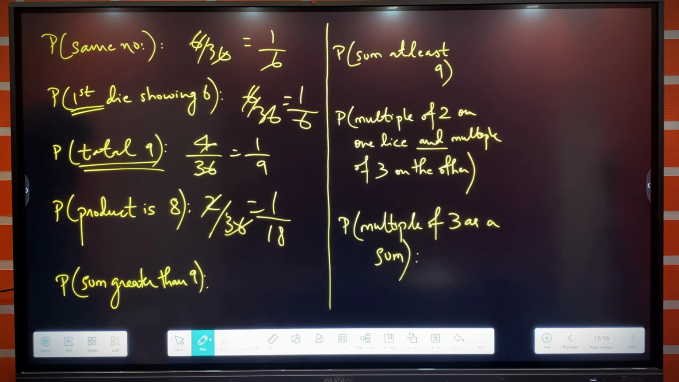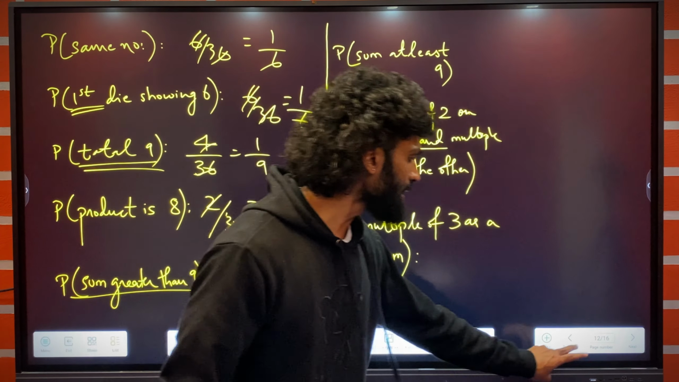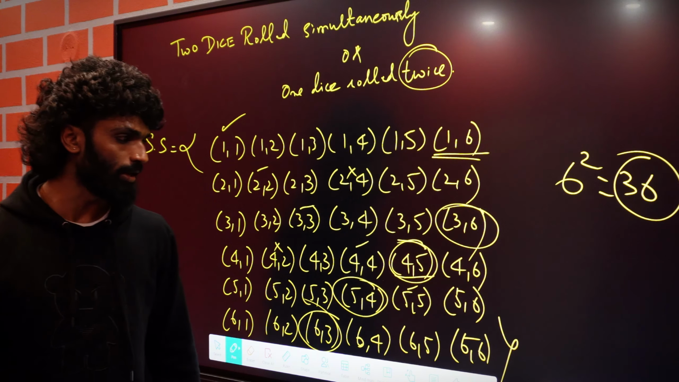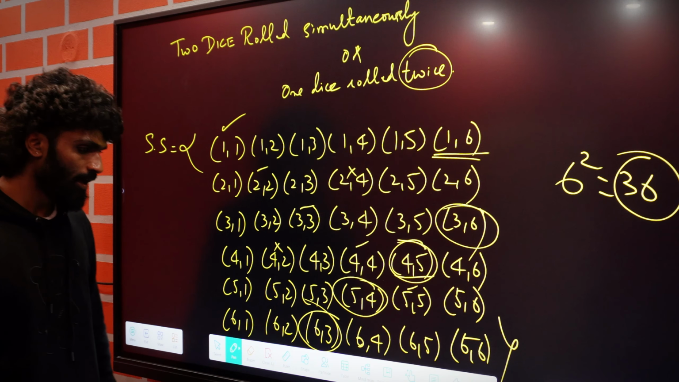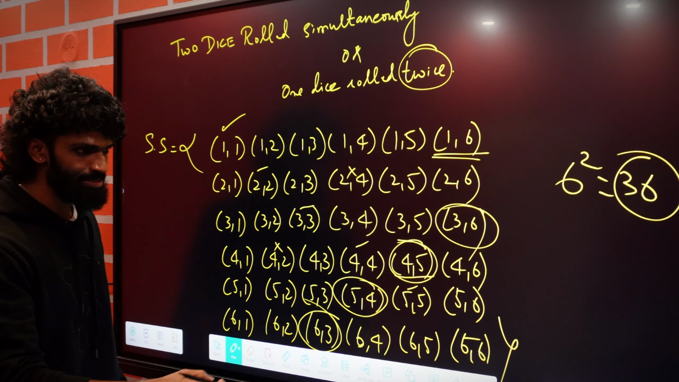This question is interesting. They're telling sum is greater than 9. Careful. Greater than 9 does not include 9. Which means, I'll give you a small hint here. Let me make the entries kind of messy here.